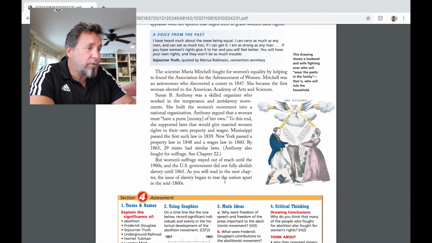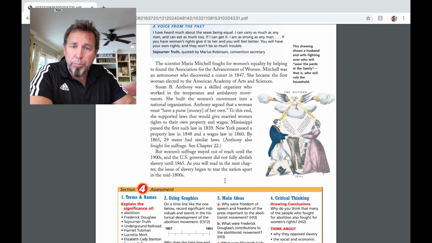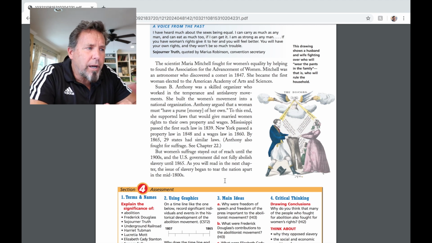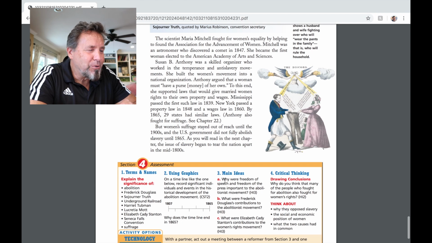There's a really wonderful voice from the past about Sojourner Truth, because, like I said, she had the double problem of being an African-American woman. And so there was a lot of discrimination against her because she was an African-American, and a lot of discrimination against her because she was female. And that quote, I'd like to read it to you. "I have heard much about the sexes being equal. I can carry as much as any man and eat as much too if I can get it. I'm as strong as any man. If you have women's rights, give it to her and you will feel better. You will have your own rights and they won't be so much trouble." So some interesting words of wisdom from Sojourner Truth.